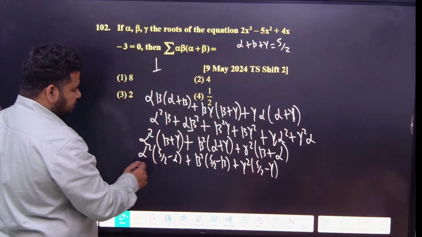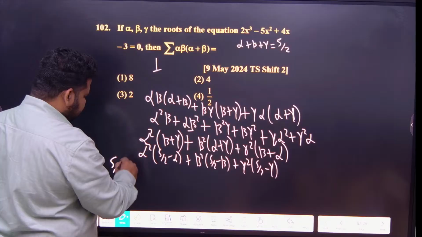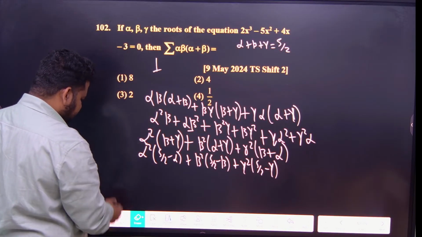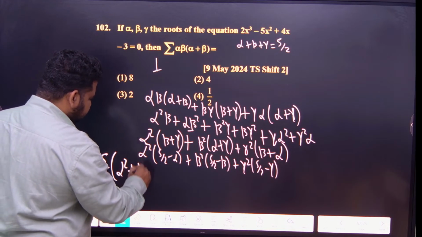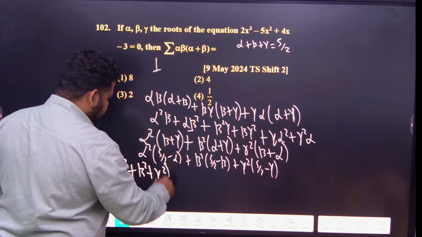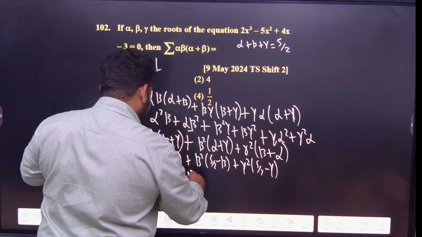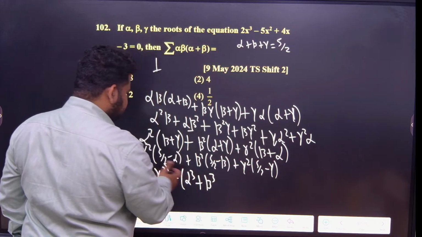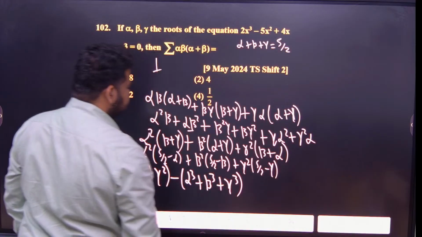That's all. So what we will do? 5 by 2 alpha square minus alpha cube, or I can write it like this. 5 by 2 I will take common. So I will write it as 5 by 2 into alpha square plus beta square plus gamma square. Okay. Minus of alpha cube plus beta cube, minus I have taken outside now, plus gamma cube. Okay. This we have to find.